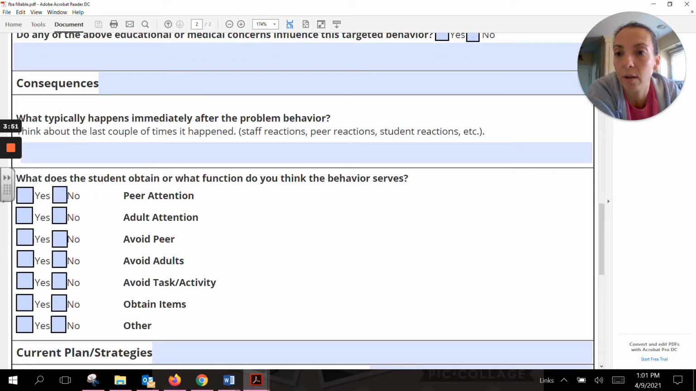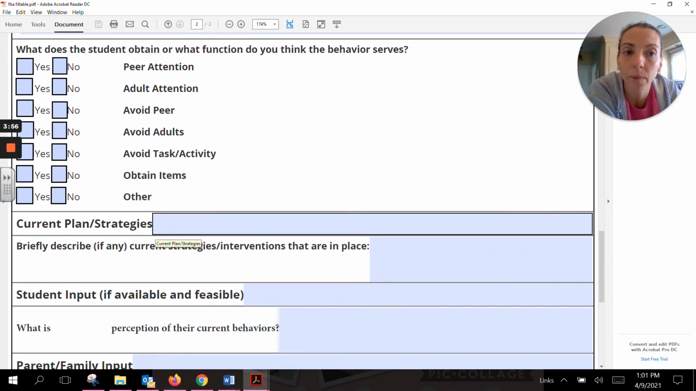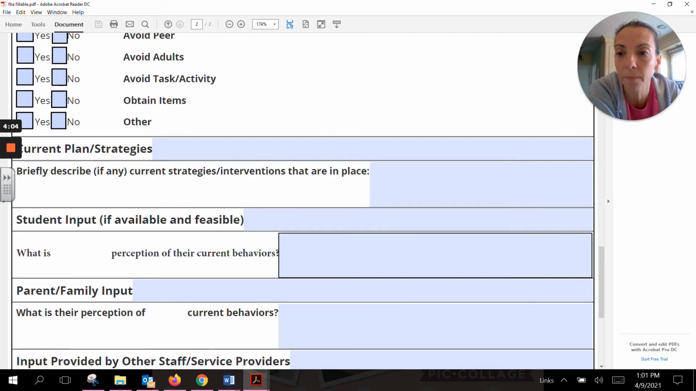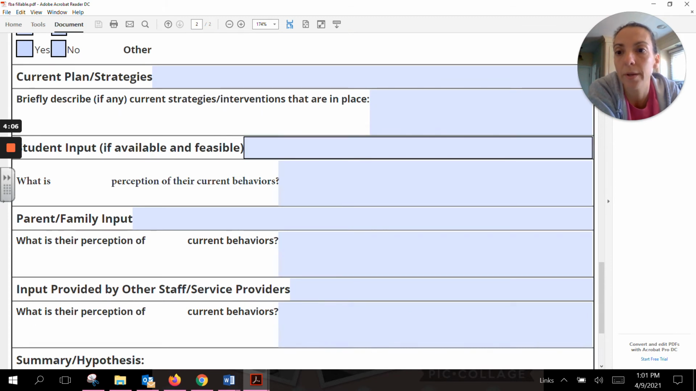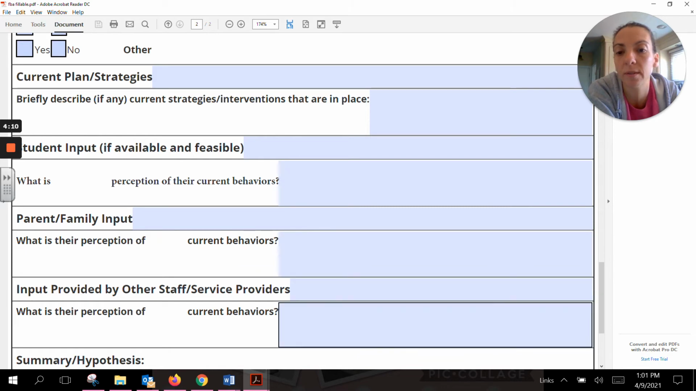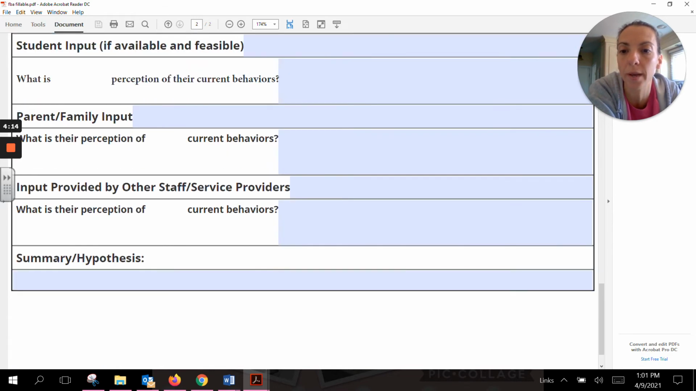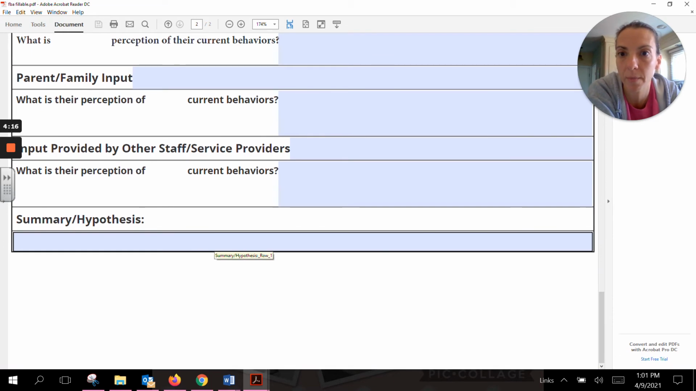And then here you're going to click yes or no for the function, any current plans or strategies that you use. So this is prior to the FBA and prior to the BIP. Is there anything that you're using? Describe them, student input, what's their perception, family input, what's their perception, staff input. So obviously this is stuff that you're going to have to make appropriate. And then your hypothesis statement.